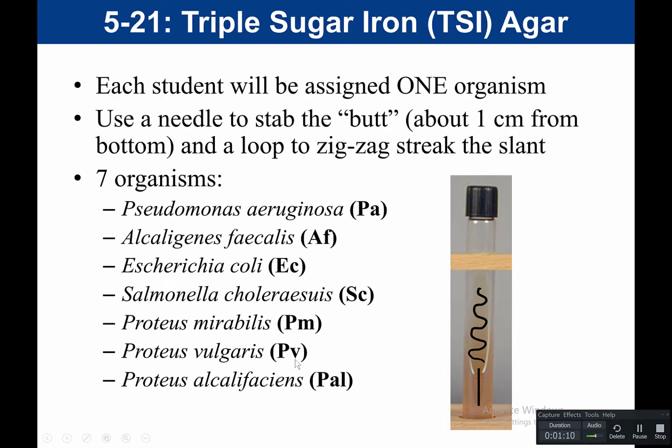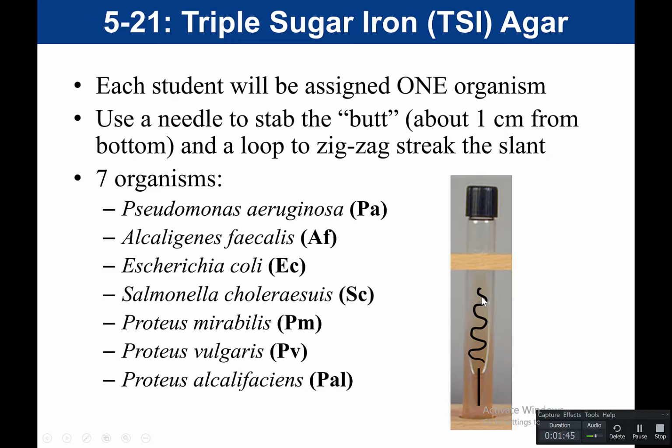Each person would get 1 TSI slant and their organism. Now, when you inoculate a TSI slant, there are 2 things that you have to do. First, you need to use a needle to stab inoculate your organism. So straight down, straight back up. You're going to stab the butt, that's the bottom part, about 1 centimeter from the bottom. Then you're going to use your loop and zigzag inoculate your slant.